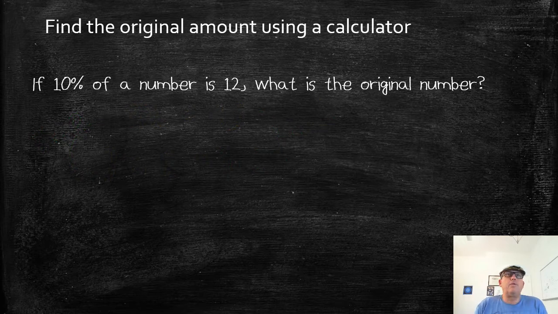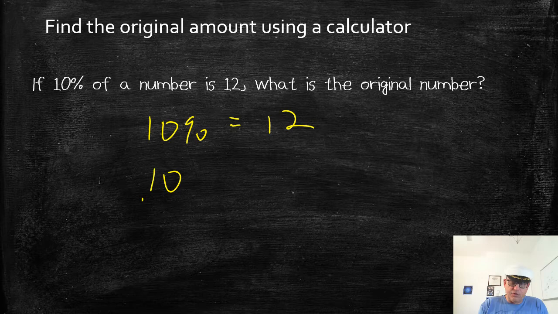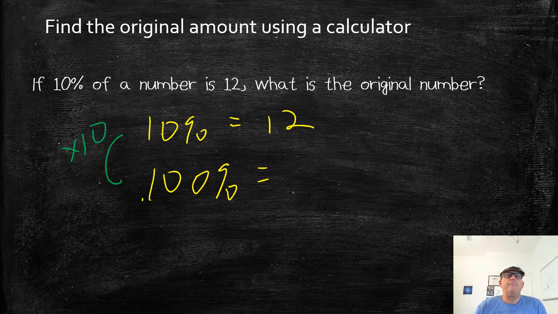Okay, let's look at another one. If 10% of a number is 12, what's the original? Okay, well, 10% is 12. So if I wanted to find 100%, again, these are designed so that we can do these without a calculator. What do I need to do? I need to multiply by 10. And 12 times 10 is 120.